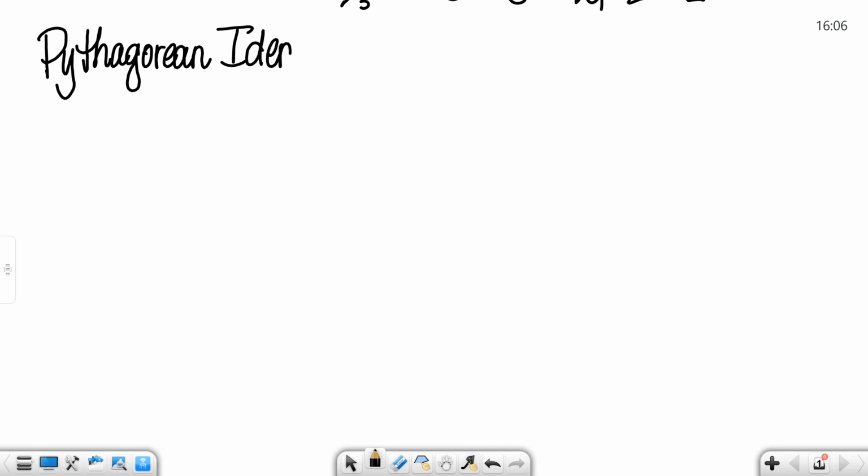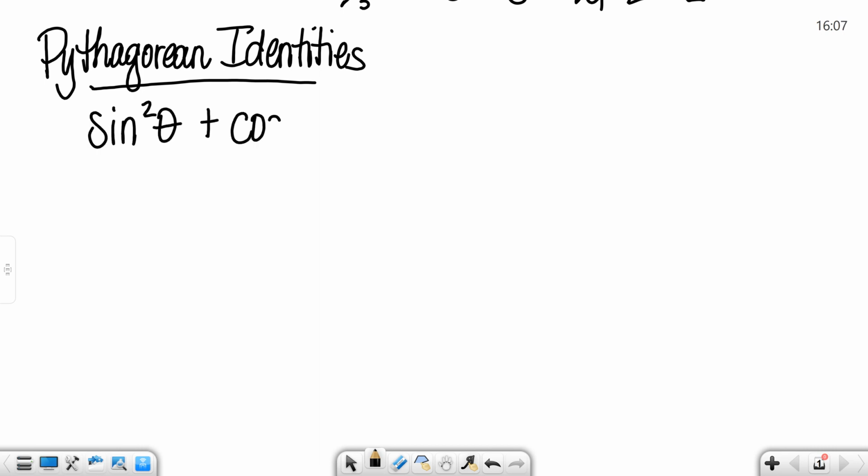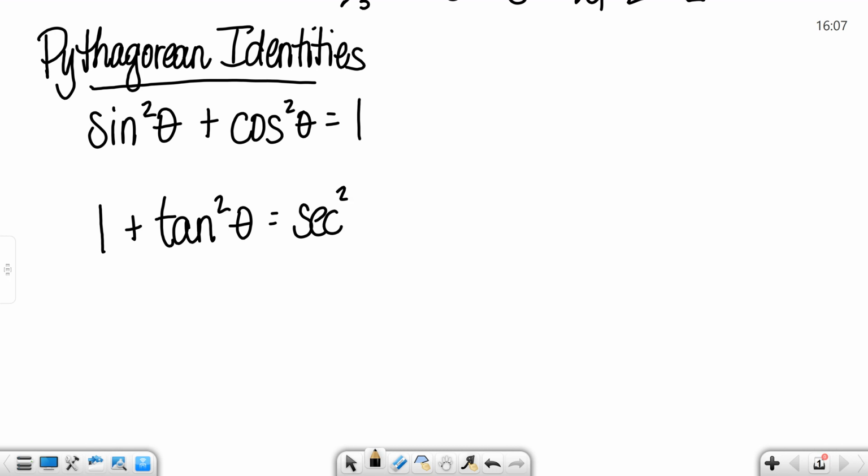Moving along. The next thing we have is Pythagorean identities. So this is just more of those identities. Again, this is going to be something that you want to have handy, close by, so that you can refer to it when you're working problems. There's one of them. Another one: 1 plus tangent squared equals secant squared. Notice my squared is on the word, not on theta.